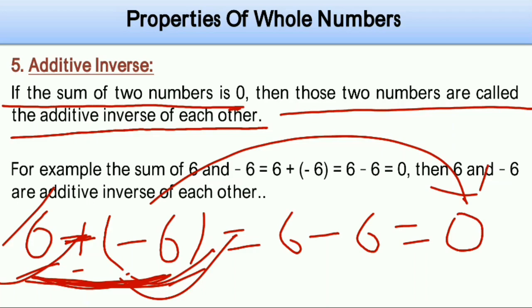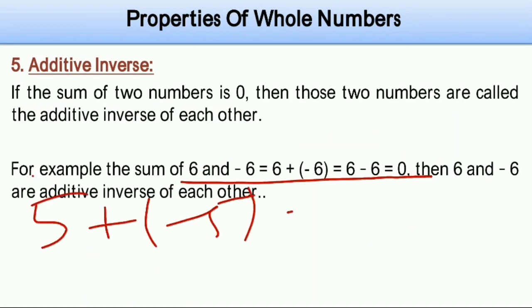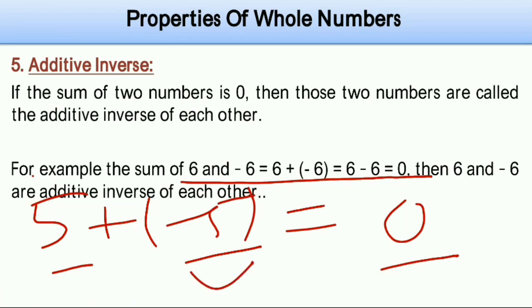So here I have taken the example. Suppose I take 5 and -5, then the result will be 0. 5 minus 5, you will get 0. So 5 and -5 are the additive inverse of each other. This is the additive inverse of this and this is the additive inverse of this.